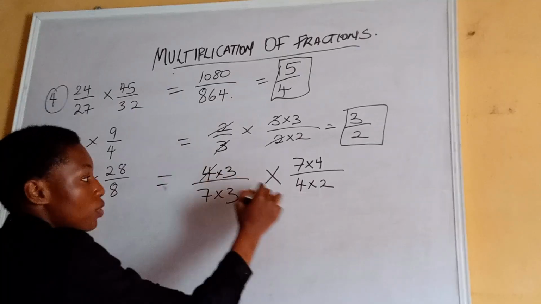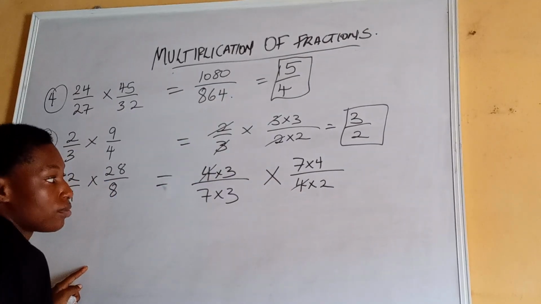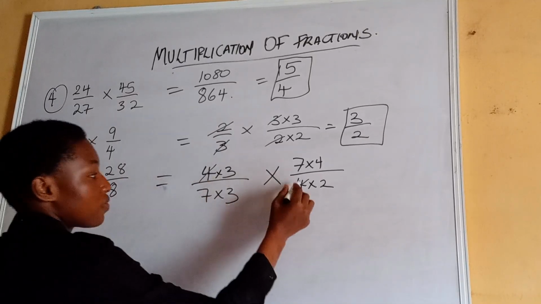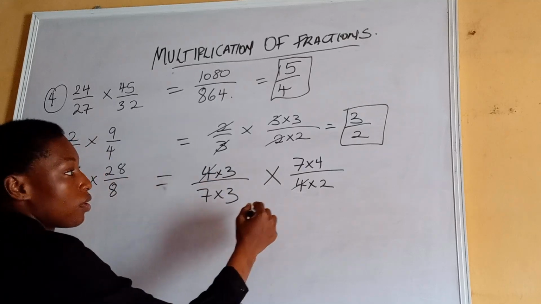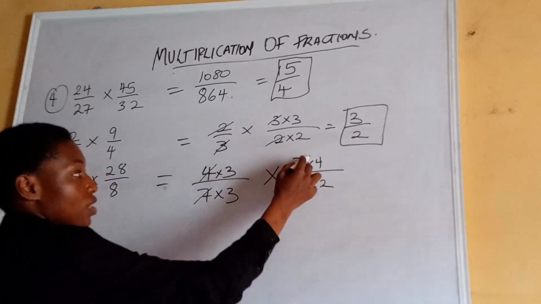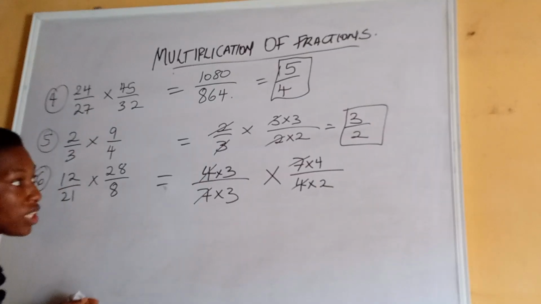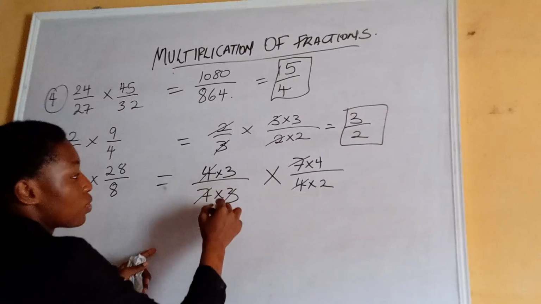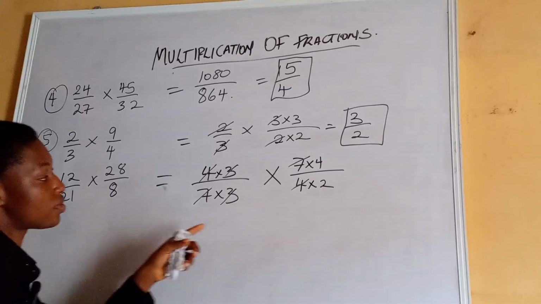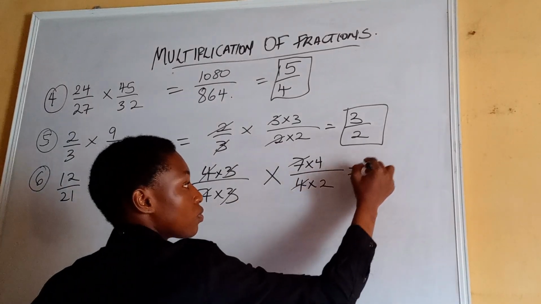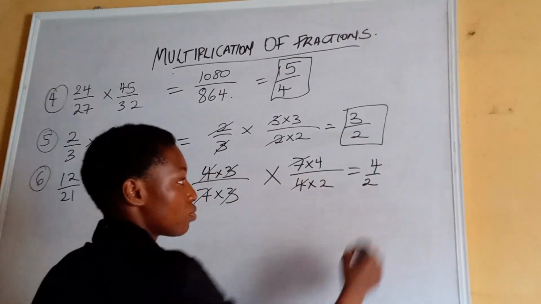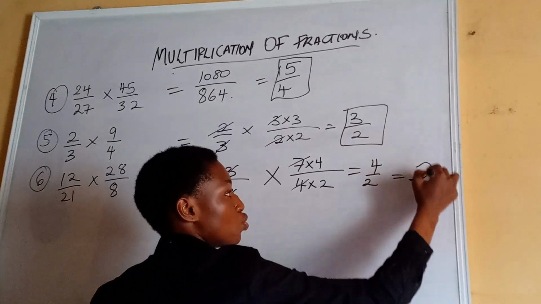Now 4 here will cancel 4 here. This 4 here can also cancel this one here. 7 here will cancel 7. What are we left with? 3 will cancel 3. What's left? We are left with 4 over 2. You can also simplify 4 over 2. Your answer would be 2.